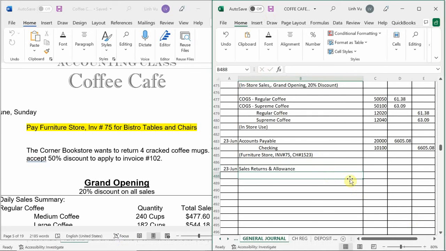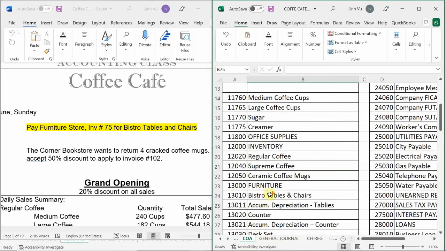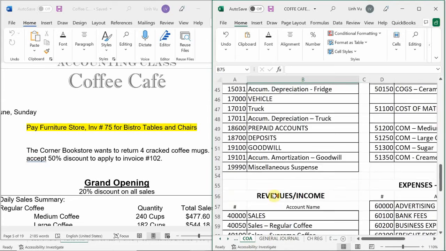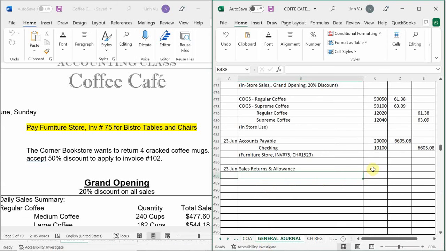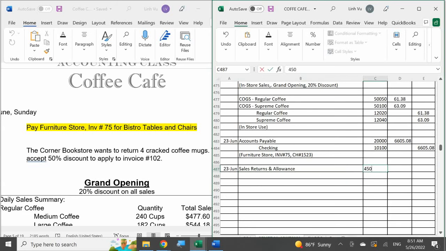Let me double check what account number that is. Okay, sales returns and allowances is 45,000. And how are we giving his money back?